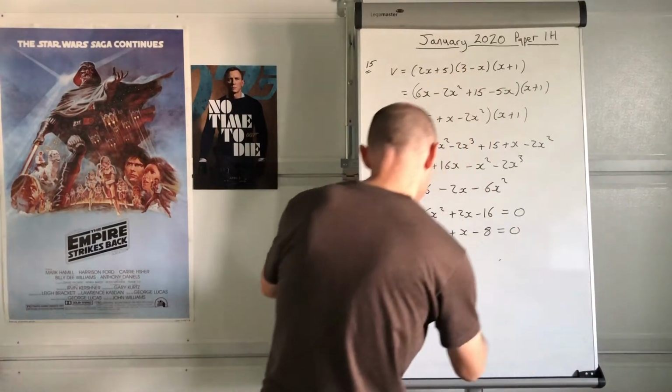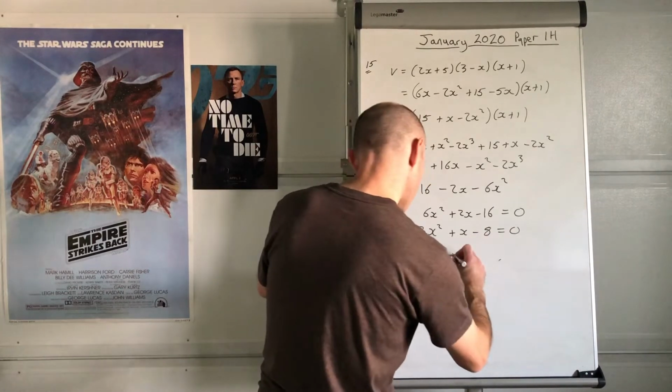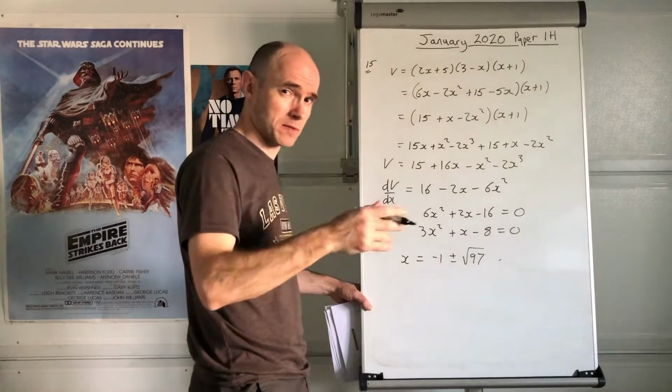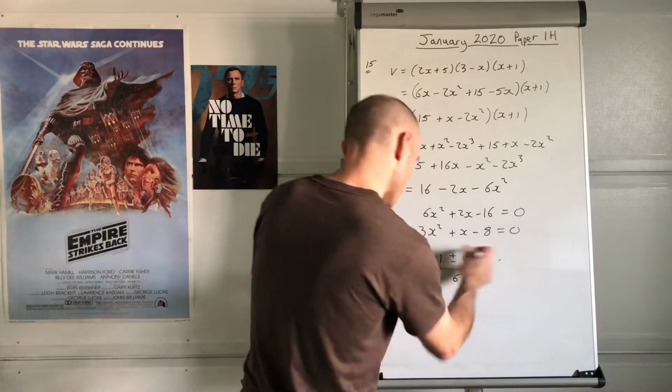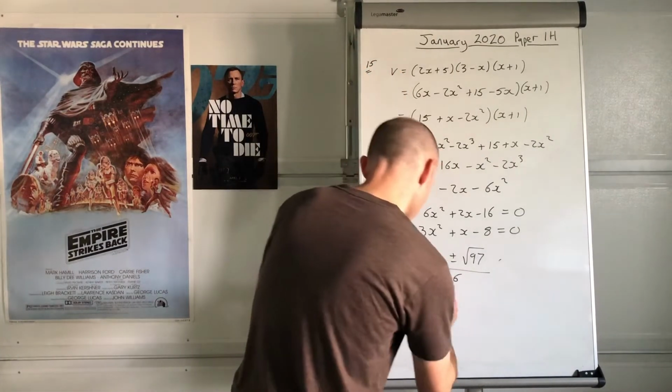So the quadratic formula: x equals negative b plus or minus the square root of the discriminant, b squared minus 4ac, which was 97, all over 2a, all over 6. That's your exact answer. However, you only want one of them, but I'm going to work out both of them anyway.